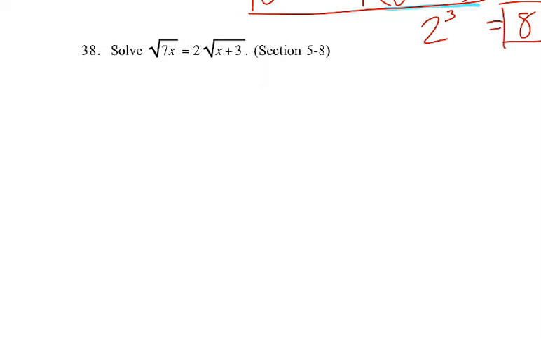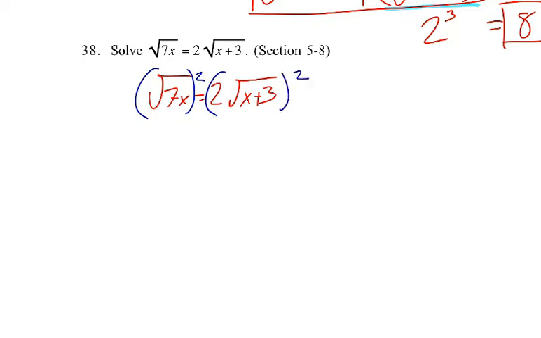Last one, solve square root of 7x equals 2 times the square root of x plus 3. In order to do that, I'm going to rewrite this with a little more room. So square root of 7x equals 2 times the square root of x plus 3. We've got x's inside of our roots, so we have to get rid of those roots. So I'm going to square both sides.